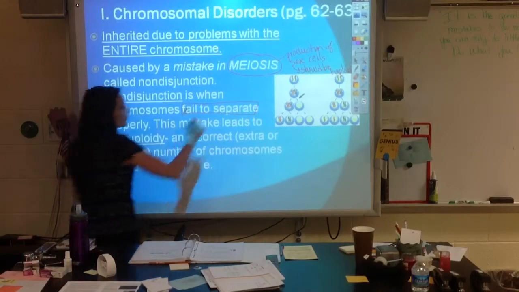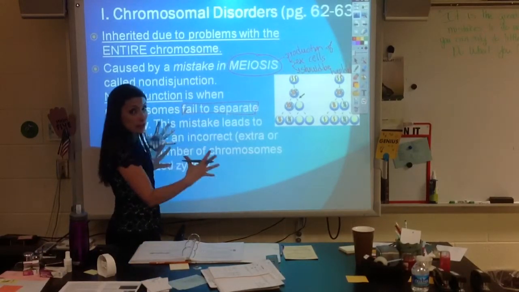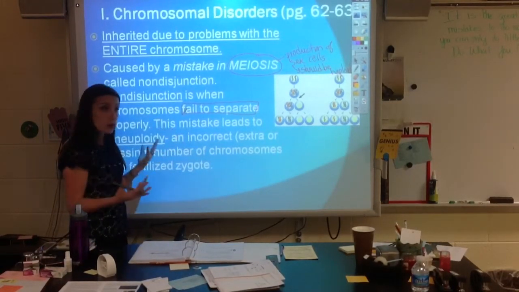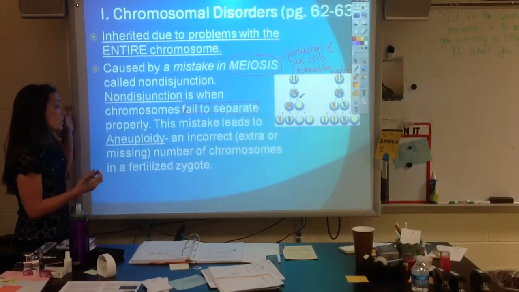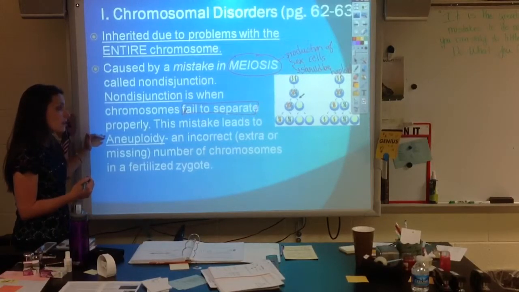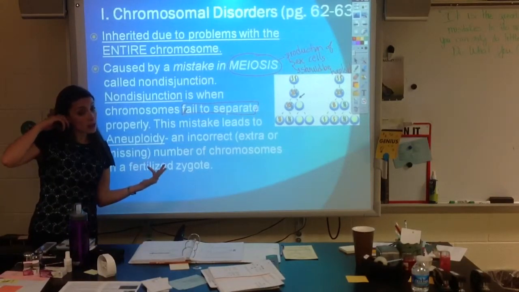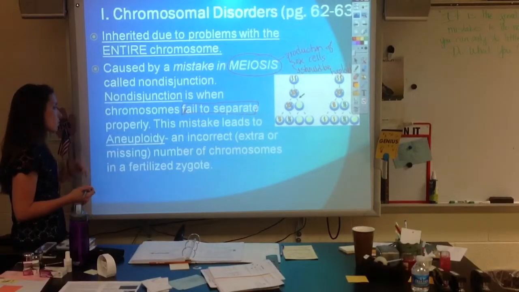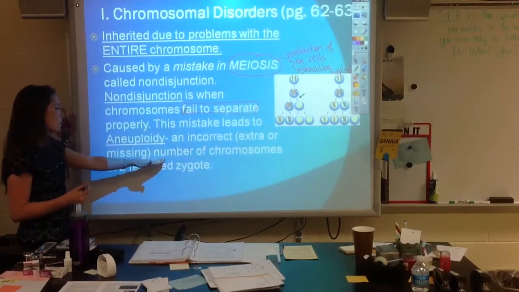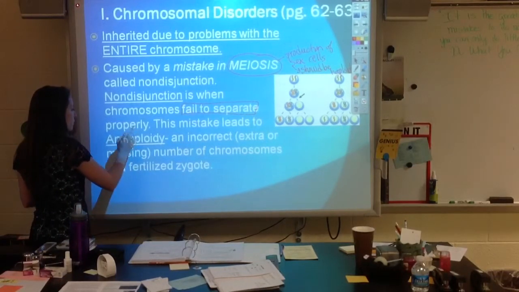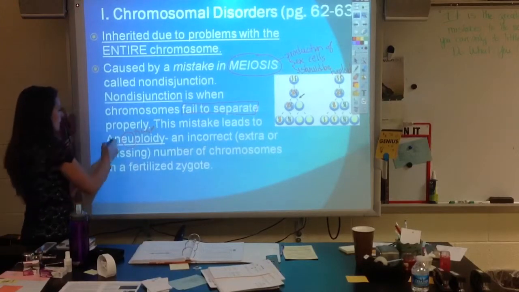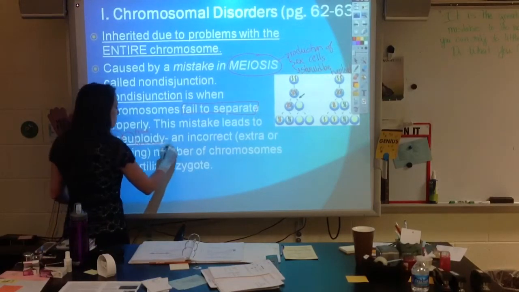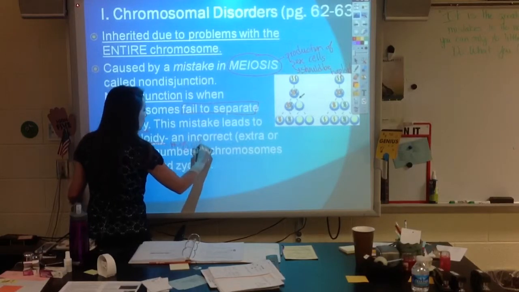So we should be going from 46 to 23, separating the pairs so that each parent only gives half. So the sperm has half and the egg has half, and they come together and they're a whole again. But non-disjunction is when we don't separate, we don't go to exactly half. And if a sperm has 24, which is one too many, or 22, which is one too few, or same with the egg, too many or too few, then we get something called aneuploidy. And aneuploidy means an incorrect number. If you'll circle U, if you remember U means true, and if you'll circle and means not, and if you'll underline ploid, ploid means number of chromosomes.